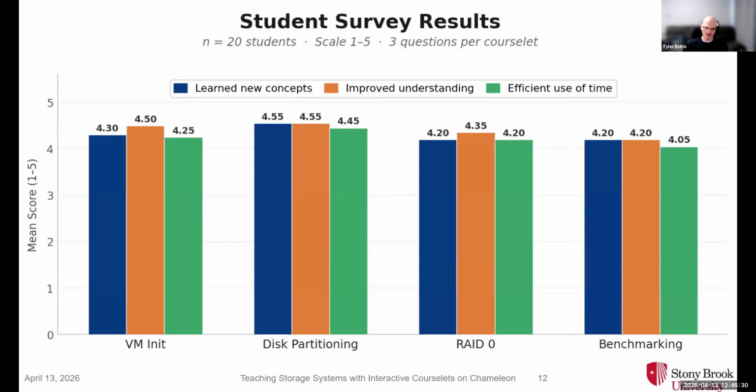We had 20 students. They responded on a scale from 1 to 5. As you can see, everything came in above 4, which was great. There wasn't really a lot of variation. Disk partitioning scored the highest overall. Benchmarking had a slight outlier at 4.05 on efficiency. But otherwise, based on this feedback, we thought it was a really good outcome for the first run of this course on a platform that most of the students had never used or had any exposure to.